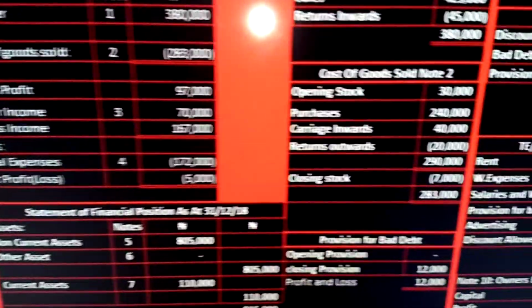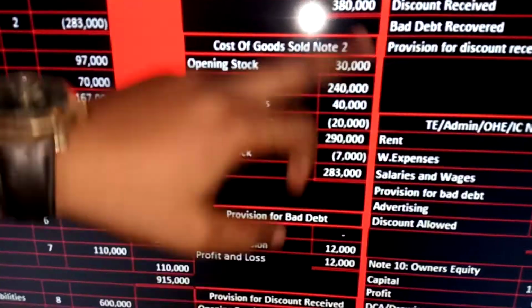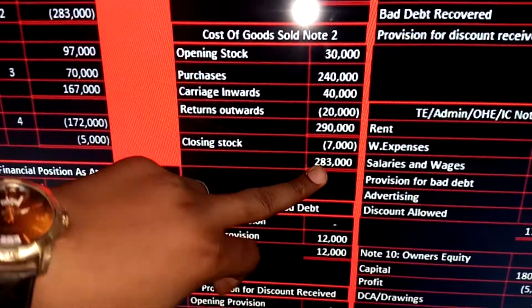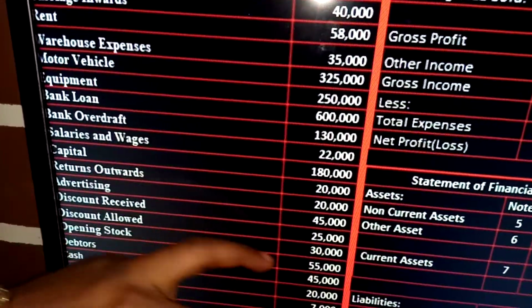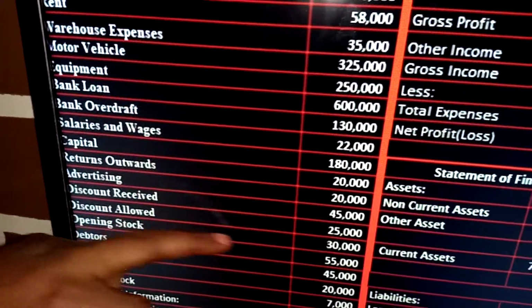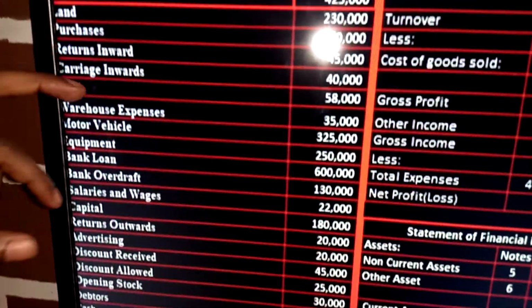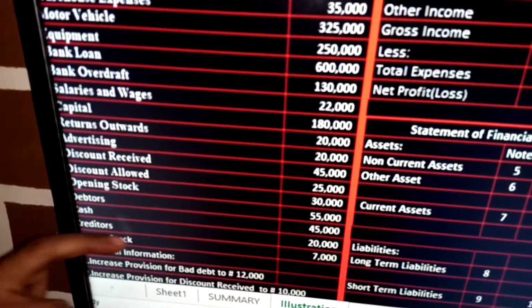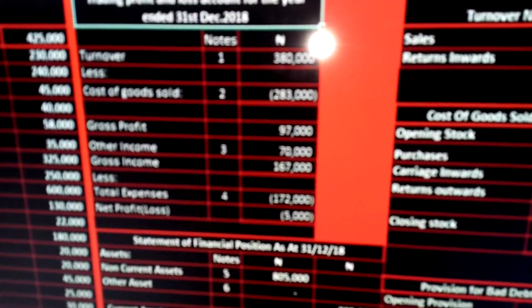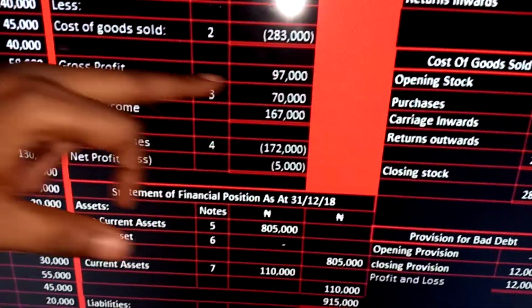The next one is cost of goods. So we already know how to get it. Note 2: opening stock, add purchases, add carriage inwards, returns outward should be deducted. You have cost of goods available for sale. Less closing stock, you have cost of goods sold, which is 283,000. All the items are in the question. Opening stock is here, 30,000. Purchases, 240,000. Carriage inwards, 40,000. Returns outwards, 20,000. Closing stock is here as well. So we have 283,000. Turnover minus cost of goods gives us our gross profit. 380 minus 283 is 97,000. That's our gross profit.